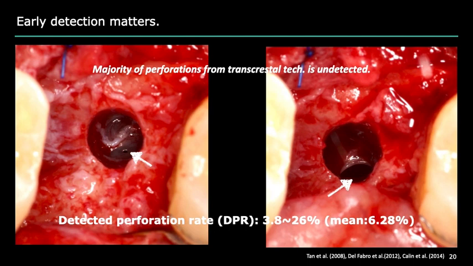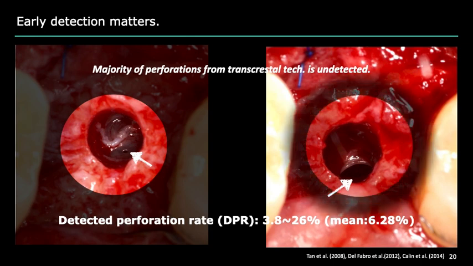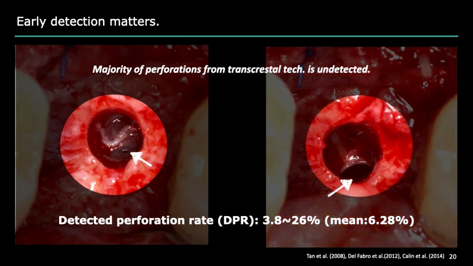I realized the perforation after it got worse like this. Undetected minor perforations may end up with major trouble like this. So early detection would be of great importance. According to some papers, the detected perforation rate would reach around 3.8% to 26%. The mean rate was around 6% to 8%, which is really low.